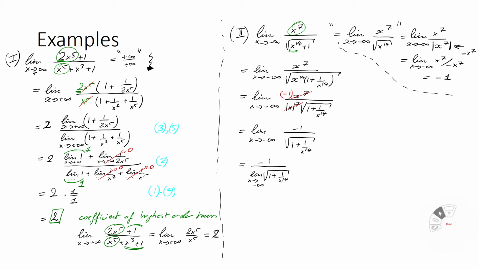X going to minus infinity. Now here, again, we're using the quotient rule, which is number 5, to go from here to here. And then we can write this as minus 1 square root of 1 plus limit x to the minus 1, 1 over x to the 14. And then we see that this whole thing goes to 0 because of our rule 9, and we end up that the limit becomes minus 1.